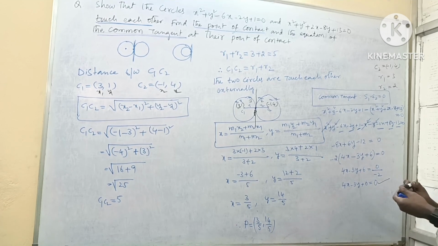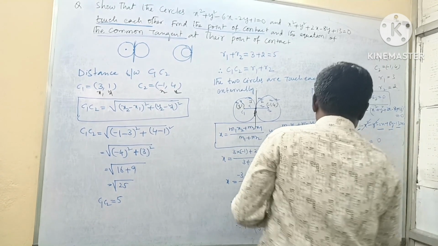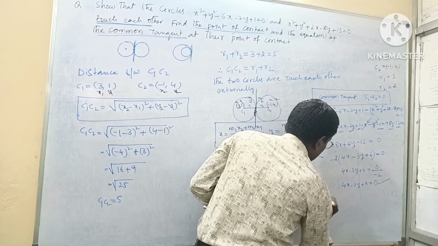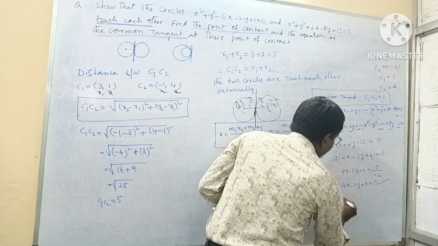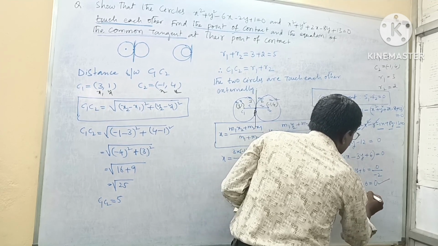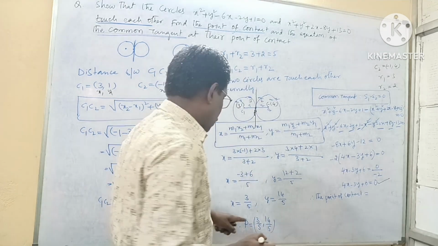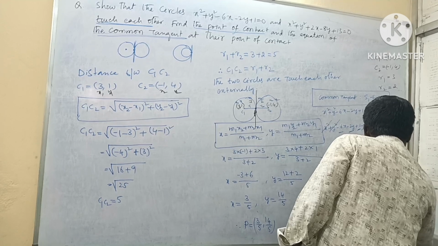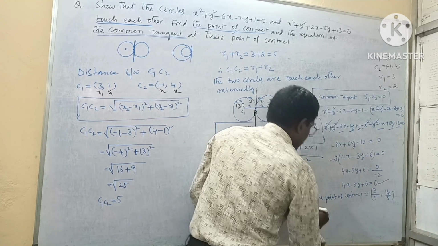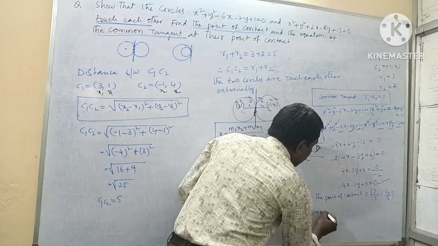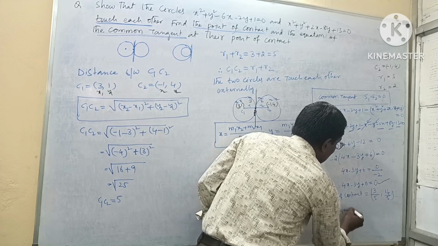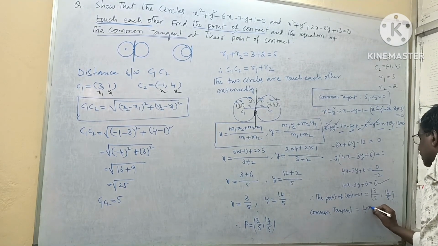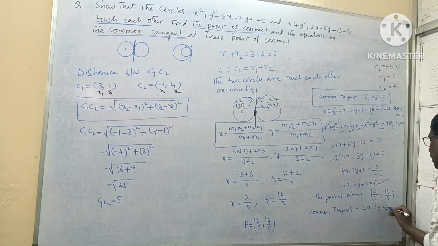This is the common tangent. So finally, therefore the point of contact is this one, 3 by 5 comma 14 by 5, and the common tangent is equal to this. What is that? 4x minus 3y plus 6 is equal to 0.